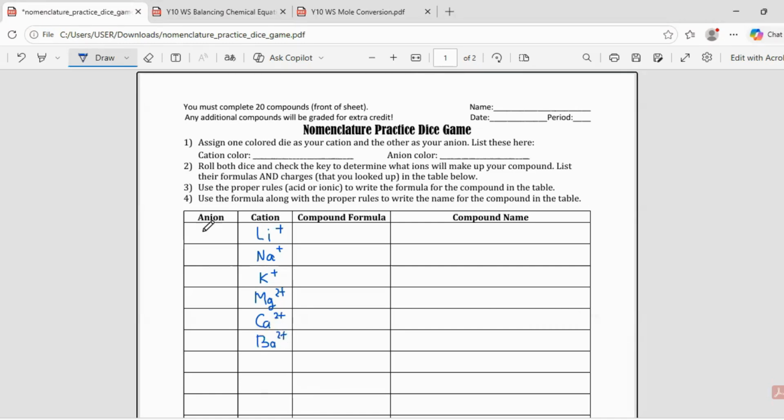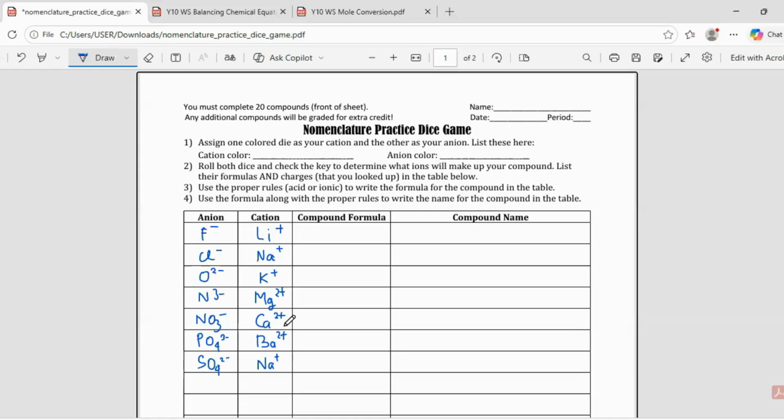For anions, we will have F−, Cl−, chloride. Then I have oxygen, oxide. And then I also have nitride. And for the polyatomic ions, I can have nitrate, NO3, PO4, phosphate, and then sulfate. For this one, I can write Na again.